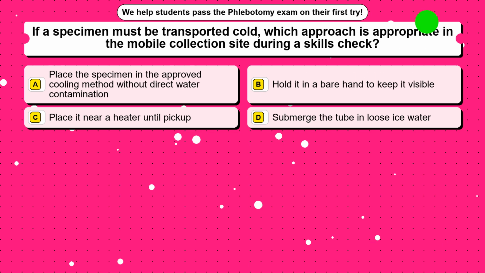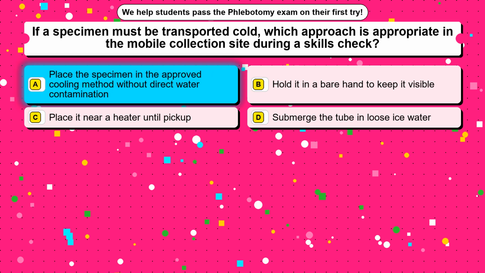Question 69. If a specimen must be transported cold, which approach is appropriate in the mobile collection site during a skills check? Option A. Place the specimen in the approved cooling method without direct water contamination. Option B. Hold it in a bare hand to keep it visible. Option C. Place it near a heater until pickup. Option D. Submerge the tube in loose ice water.